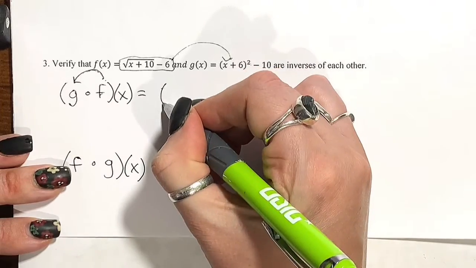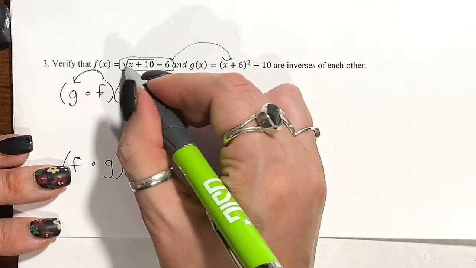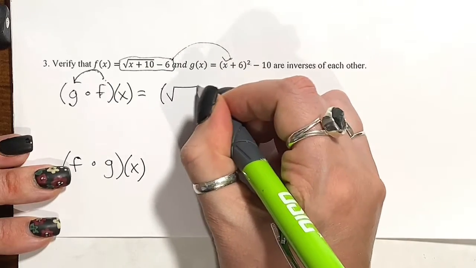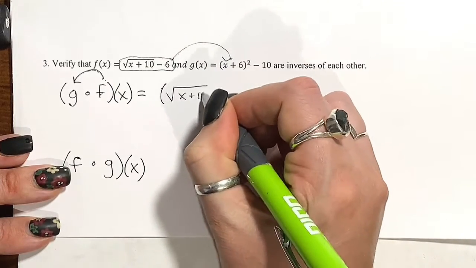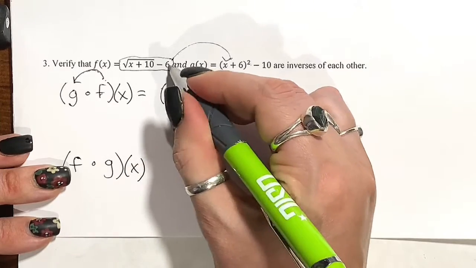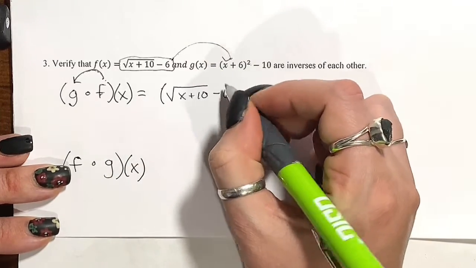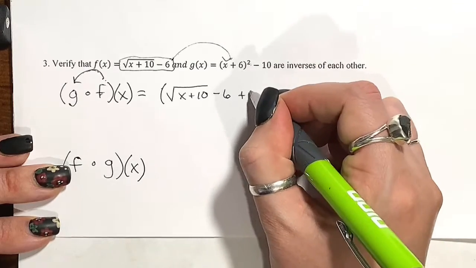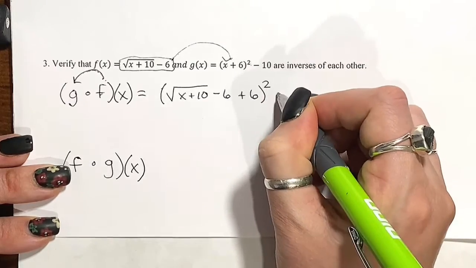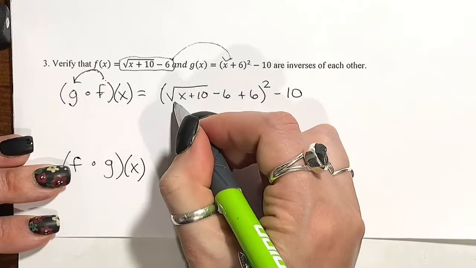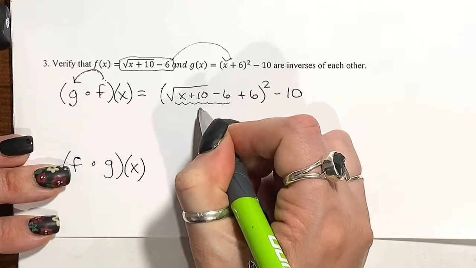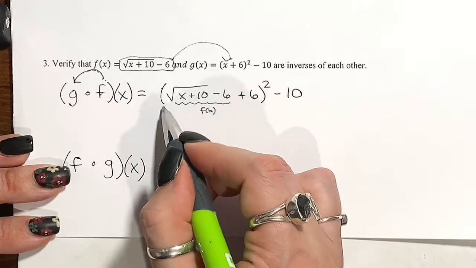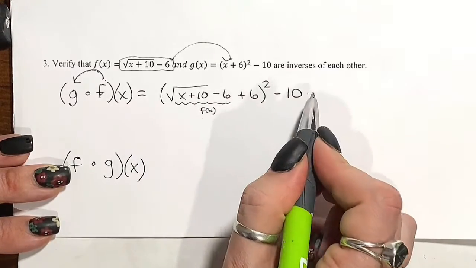So I'll have parenthesis, but instead of x, I'm plugging this entire thing in. It's kind of long, but we can do it. So we're going to have the square root of x plus 10. Notice that the 10 is under the square root, but the minus 6 is not. So that's just the x, but then I had this plus 6 here. And then it's being squared minus 10. So this part right here, this is your f. We've plugged this f function into the entire g function.